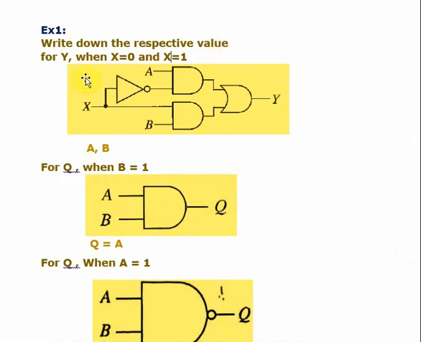Write down the respective value for Y when x is equal to 0, and when x is equal to 1, right? We'll take one scenario, x is equal to 0. Now what will happen? If you feed x as 0 here, it will go to the NOT gate and become 1, right? Now it is the AND gate. A, we don't know if it is 0 or 1, so no need to get confused. Whatever value you can assign. For example, I am assigning A is equal to 1, right? Now the condition is x is 0. Now here 1.